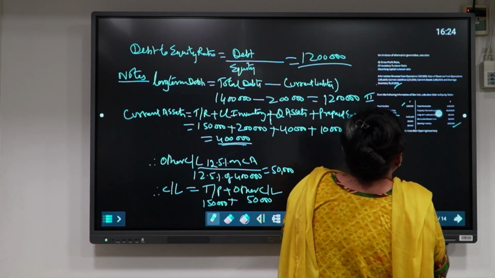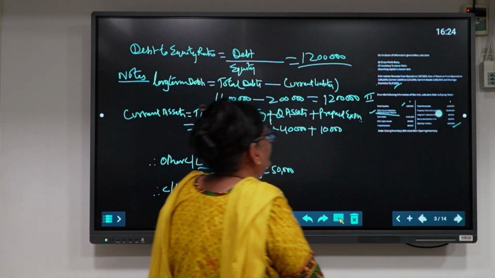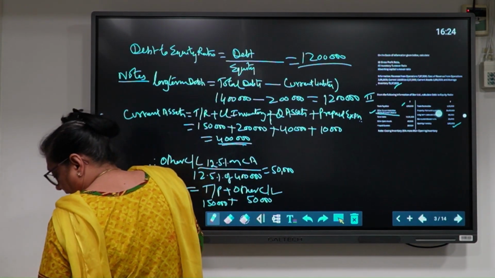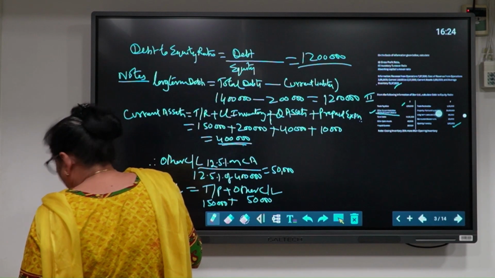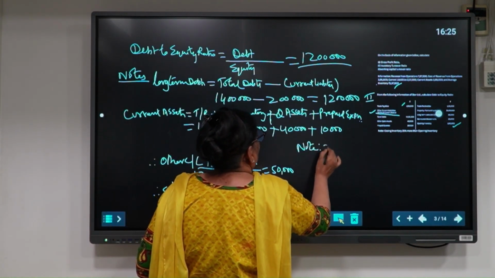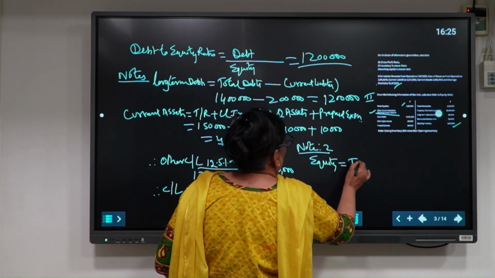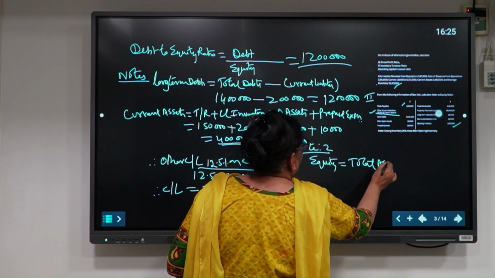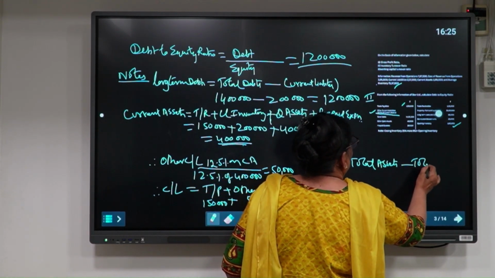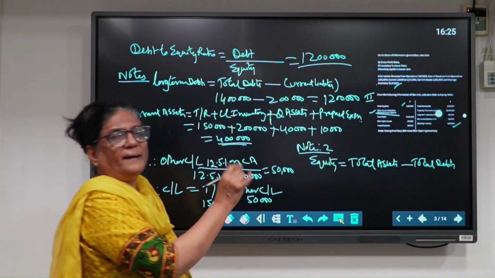Total, you take property plant, total of fixed asset, minus total liabilities will give you equity. Now you take equity is equal to total asset minus total debts. Equity is equal to total assets, that is fixed asset plus current asset, total asset, minus total debts. In this total debt, you have debentures, bank loan and current.